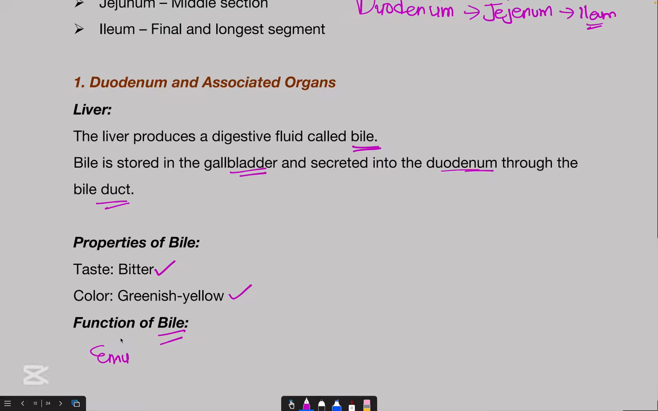Are you getting it? Fat and the enzymes will not mix, but you need that enzyme to break down fat. So in order for that fat and enzyme to mix, you use the bile. And that bile is secreted by the liver. That is where the liver comes in. The liver does not do any other function; it just produces this bile, which is then stored in the gallbladder and secreted into the duodenum by the bile duct. Are you getting it now?